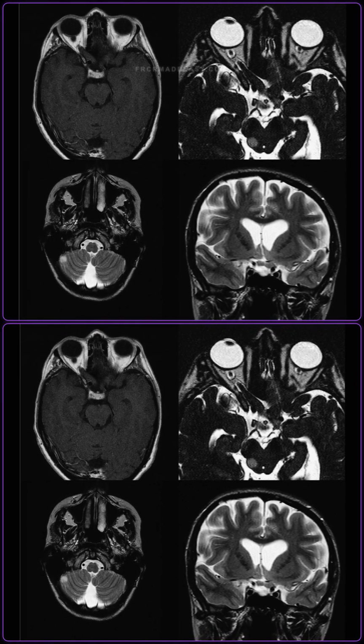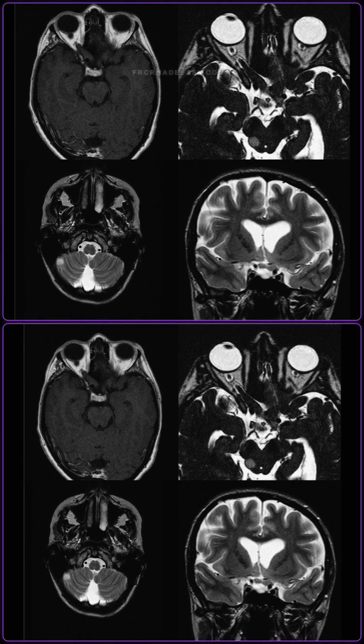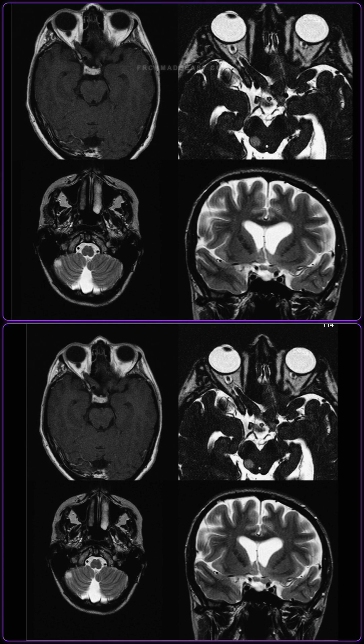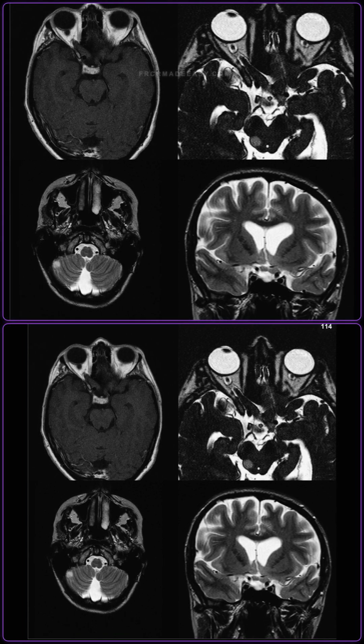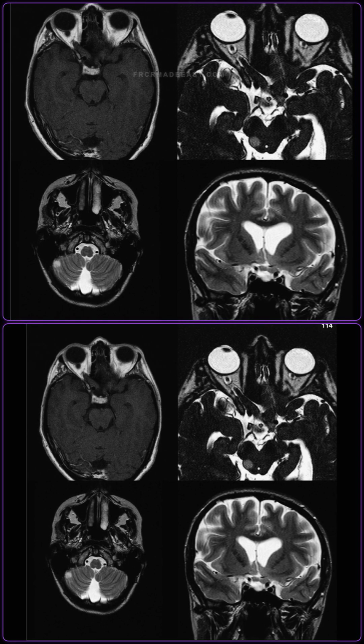Meningiomas also demonstrate the classic tram track enhancement pattern on axial contrast scans and a donut sign on coronal views. Additionally, meningiomas present early with progressive visual loss due to direct nerve compression.